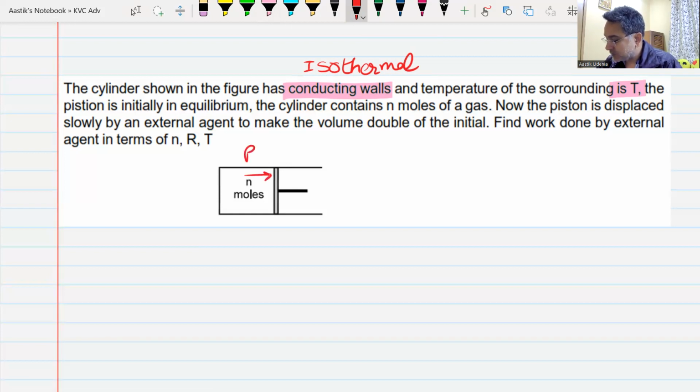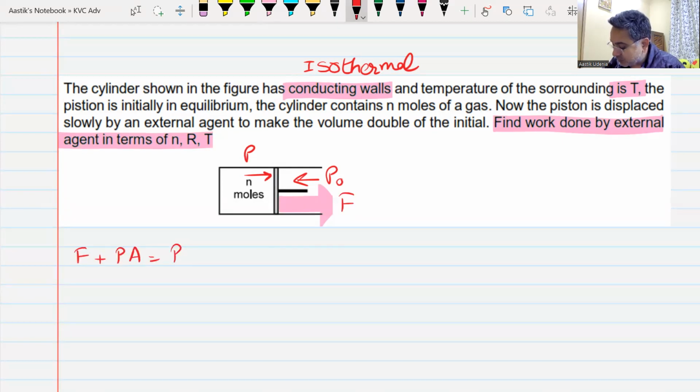Now if I call the pressure inside as P, it is open to atmosphere, so there will be atmospheric pressure. Do we understand this? Yes or no? Yes, sir. The piston is displaced by an external force. So for the equilibrium, if I apply the external force in this direction, this F plus P into A will be P naught into A. Yes or no? Yes, sir.